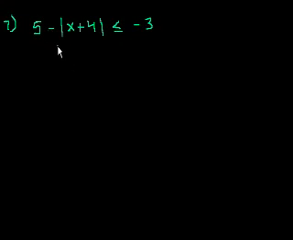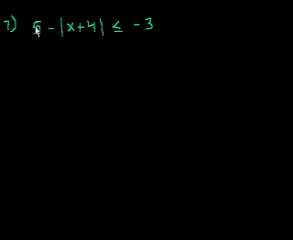They say, what is the solution set for the inequality 5 minus the absolute value of x plus 4 is less than or equal to minus 3? So at first, this is really daunting. I can't even do that logic that I did last time because I have that 5 out there. But let's think of it this way. Let's try to simplify it. So we have just the absolute value of something is less than or equal to something else.